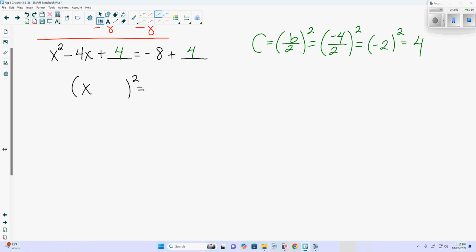Now when we're factoring, we do have our set of parentheses and x. The negative 2 inside the parentheses tells us what our factor is going to be. It's going to become x minus 2 squared is equal to, well, negative 8 plus 4 is negative 4.